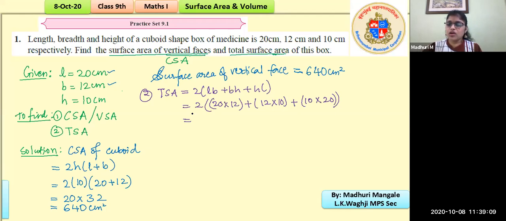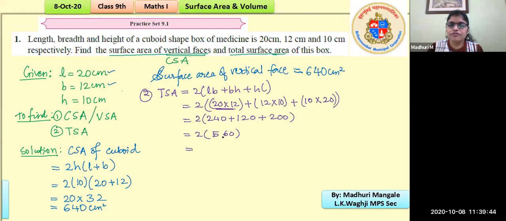We start with always simplifying the innermost bracket. So what is the innermost bracket here? Twice of the innermost bracket here is 20 into 12. That would be equal to 240, plus 12 into 10, that would be 120, plus 10 into 20, that would be 200, right? And now twice of, we have to add all these numbers, that would be equal to 560, right, students? And then you simply multiply.